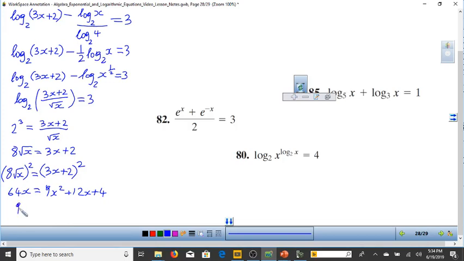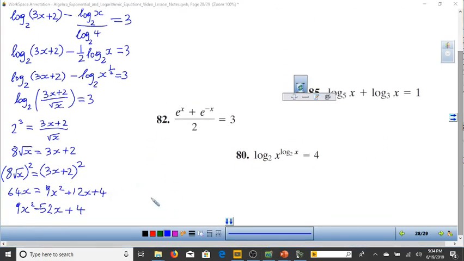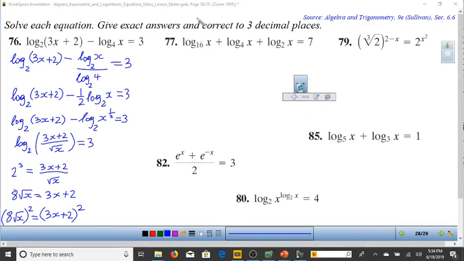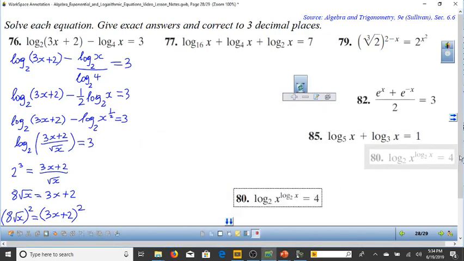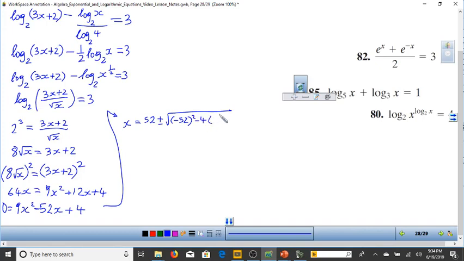So we have 9x squared plus, 12x minus 64x is 52x, negative 52x plus 4. And then we can solve that equation by using the quadratic formula. I'm going to just move a few things around here. So solving this using the quadratic formula, we have x is equal to negative b plus or minus the square root of b squared minus 4 times a times c divided by 2a. So let's see what that works out to be.